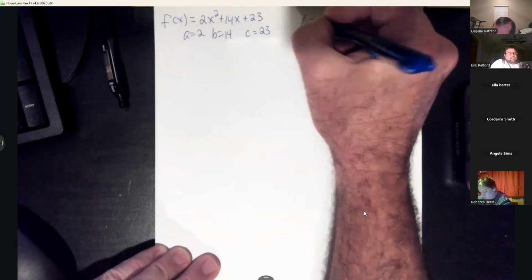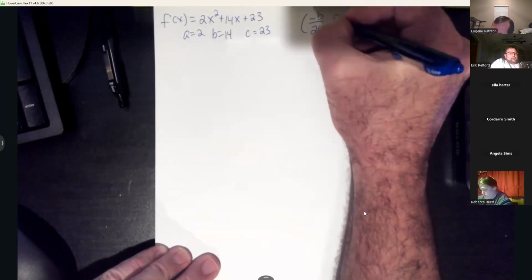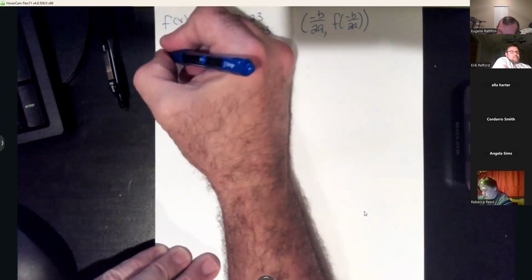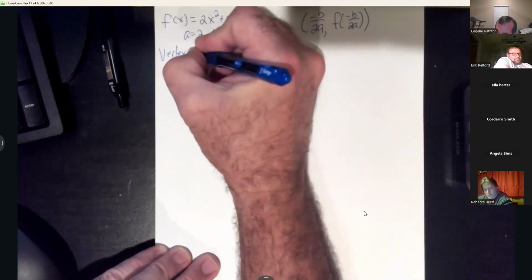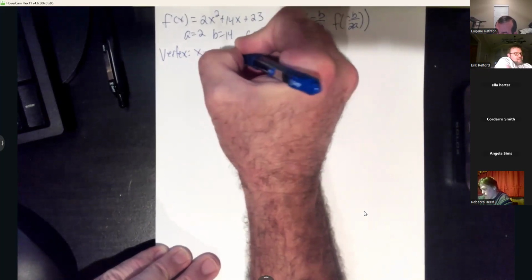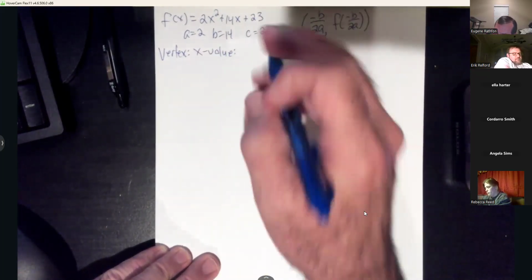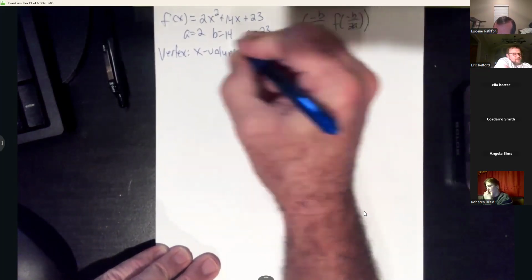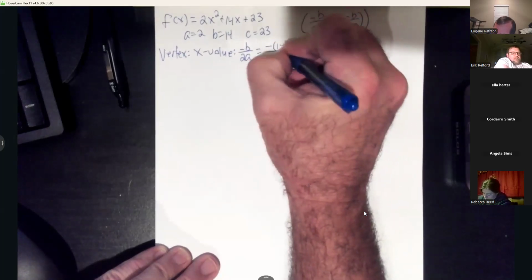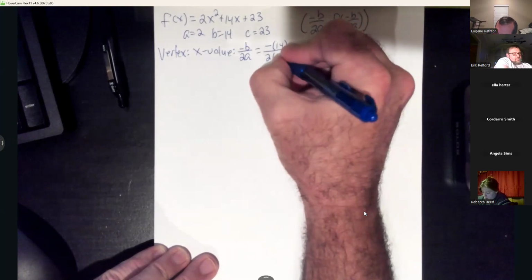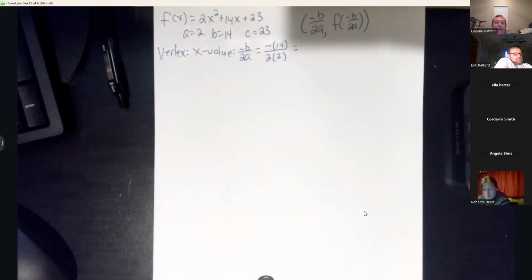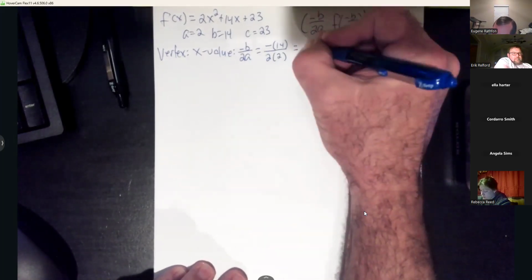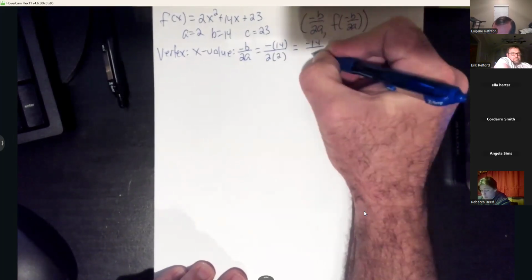All right, y'all, here's my formula again. Negative B over 2A, F of negative B over 2A. So I'm going to find my vertex first, and I'm going to start with my X value. So that's negative B over 2A, which will be a negative times that positive 14 over 2 times a positive 2. All right, y'all, so this time it changed that positive 14 into a negative 14. And then 2 times 2 is 4.